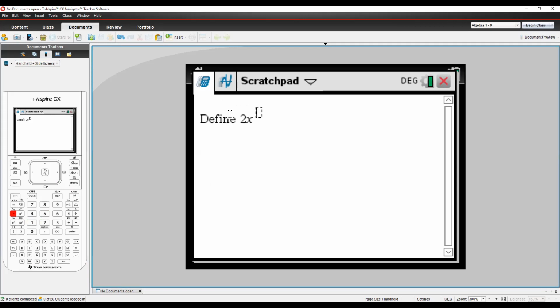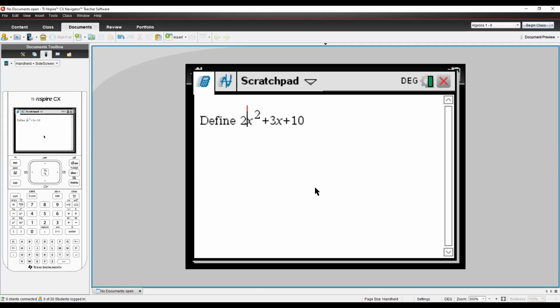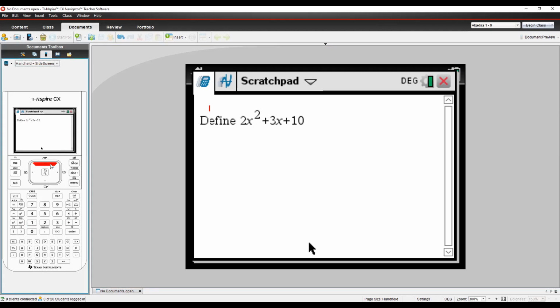2x squared plus 3x plus 10. And we've defined that one. Oh, we got a syntax error. Where is it? I don't know. Okay, let me try this again. So control clear, menu 11.